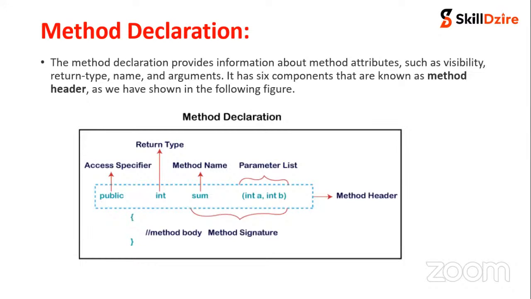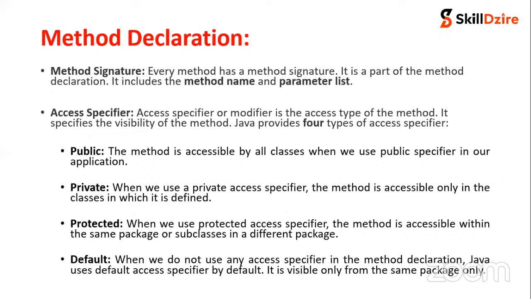Next is the parameter list. Your method can have parameters or may not have parameters. That is the optional part, but that also comes under the method declaration. So this is the syntax of method declaration. And within the opening and closing curly brackets, you can write your statements. Multiple statements you can write there.